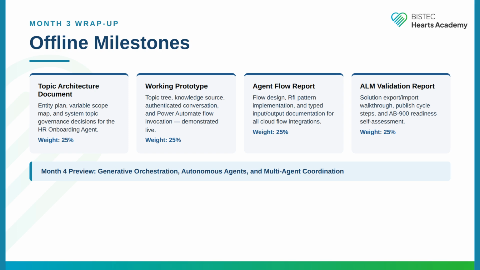Month 4 builds on everything covered today. The topic is generative orchestration, autonomous agents, and multi-agent coordination, the frontier of what Copilot Studio can do in enterprise environments. Participants who complete the AB 900 and submit strong Month 3 deliverables will enter Month 4 with the technical fluency it requires.